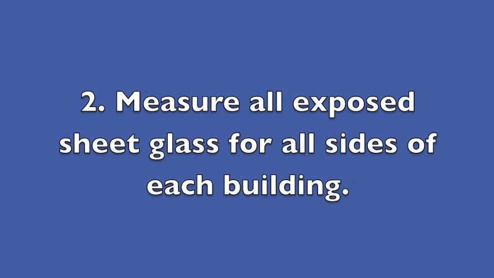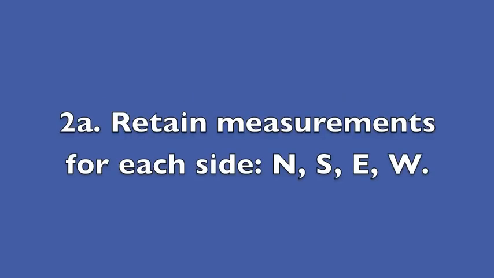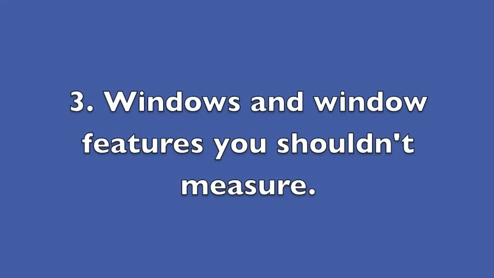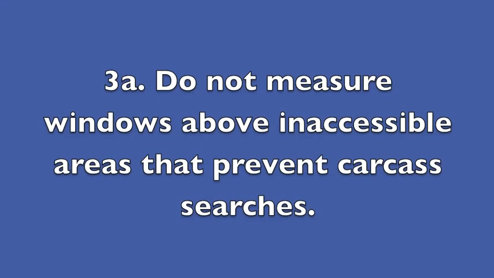Measure all exposed sheet glass, which includes clear windows and treated windows, such as those that are reflective or tinted, for all sides of each of your study buildings. We want an overall estimate of window area for each building, but we also want to retain window measurements for each side of the building, and that's because we may want to look at mortality as it relates to those different sides later on. There are features and circumstances in which we don't want to measure some windows of a study building. For example, do not measure windows above inaccessible areas that prevent carcass searches.